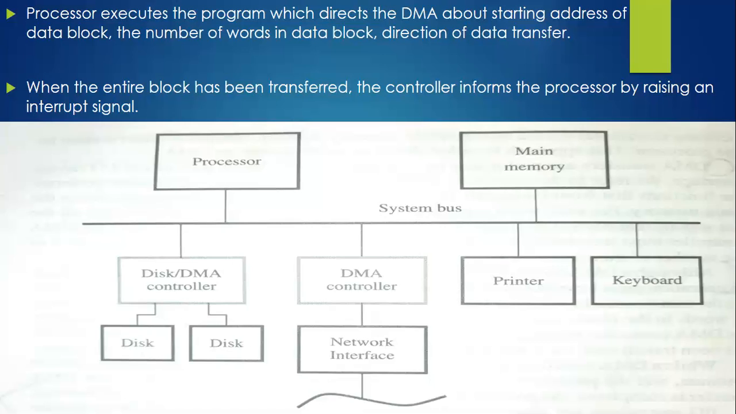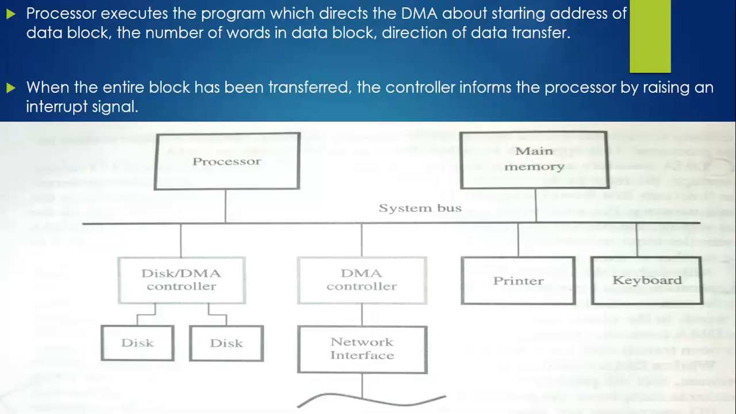Later, after some duration, if any data transfer is expected, the processor will again execute that small piece of code, as a result of which the three parameters will be transferred to the DMA, and DMA will transfer continuously from source to destination. That is why the second point is written here: when the entire block has been transferred, the controller informs the processor by raising an interrupt signal. So this is the concept of direct memory access. The name itself indicates direct memory access: where the memory is available, just access it directly.